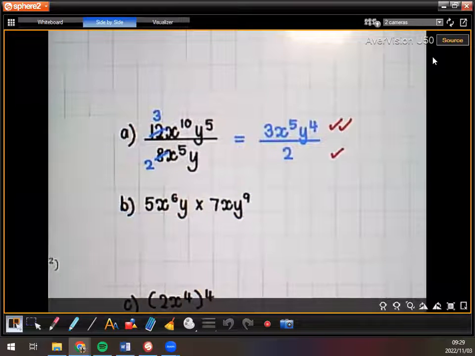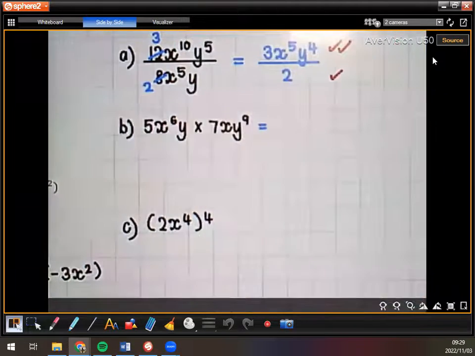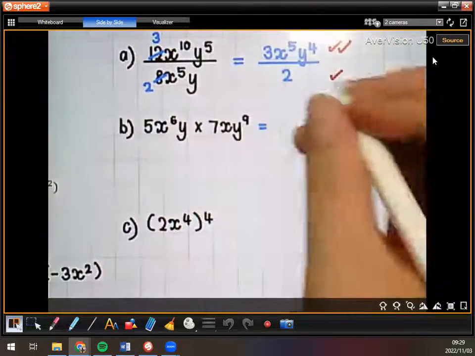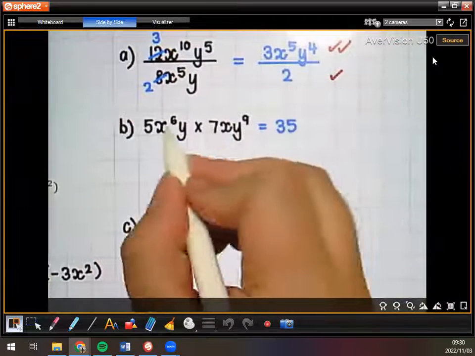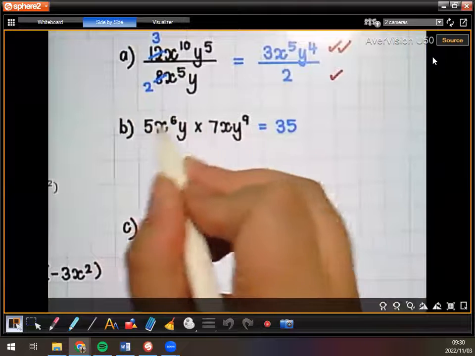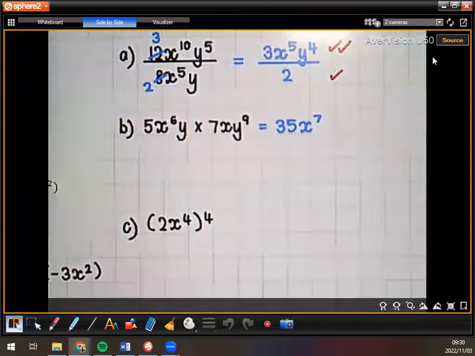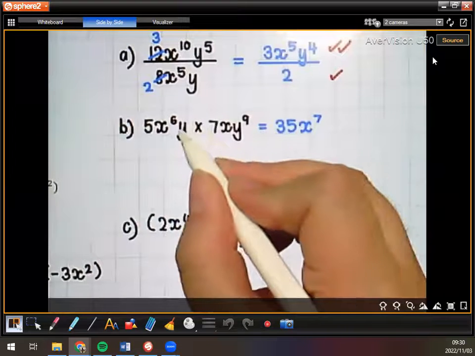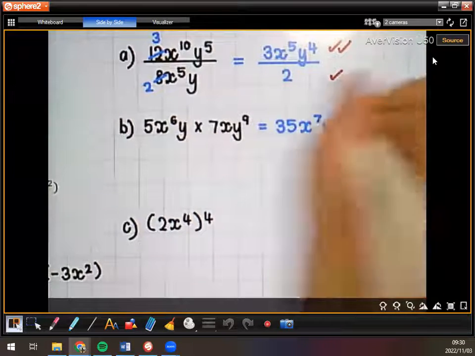Did anyone want me to do B? I think I can. It's not going to take that long. Let me just do it. All right, what is 5 times 7? 35. Now we're multiplying, hey? We have 6 x's and another 1 x. How many x's are there altogether? So x to the 7. Remember when you times, we add those exponents together. Now we have a y to the 1 and a y to the 9. So that is going to give me y to the 10.